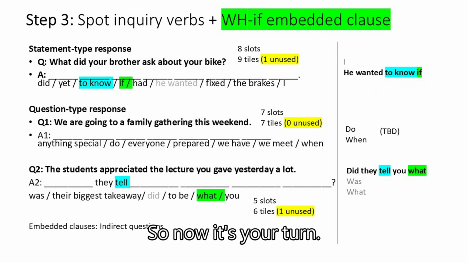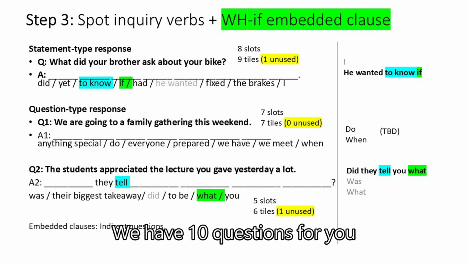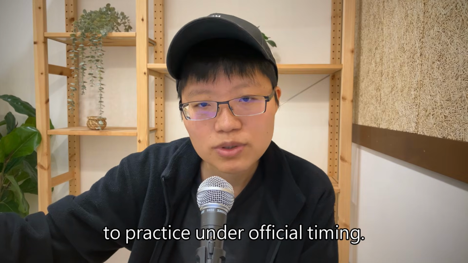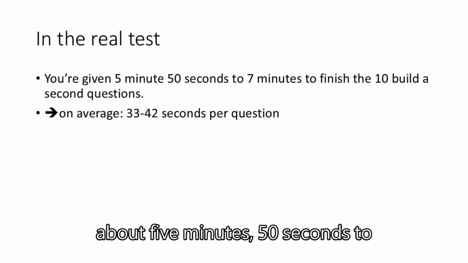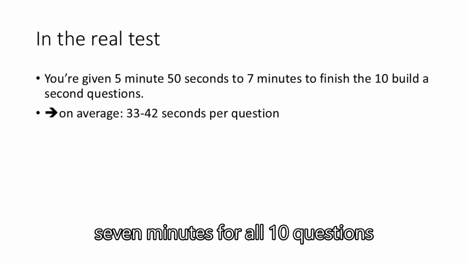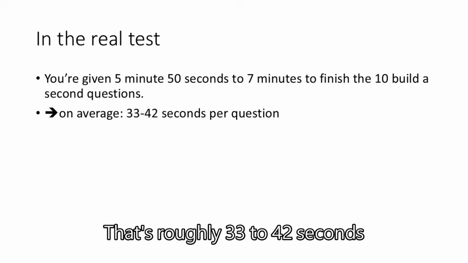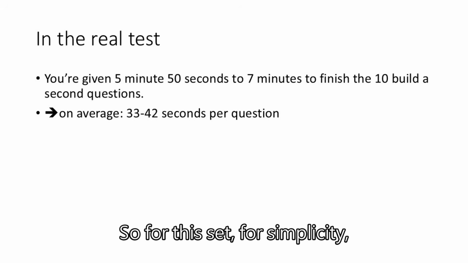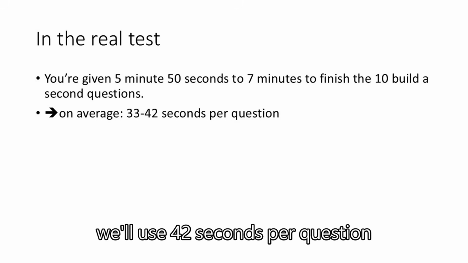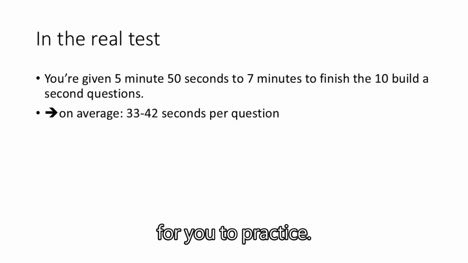Okay. So now it's your turn. We have 10 questions for you to practice under official timing. In the real test, you get about 5 minutes, 50 seconds to 7 minutes for all 10 questions altogether. That's roughly 33 to 42 seconds per question. So for this set, for simplicity, we'll use 42 seconds per question for you to practice.